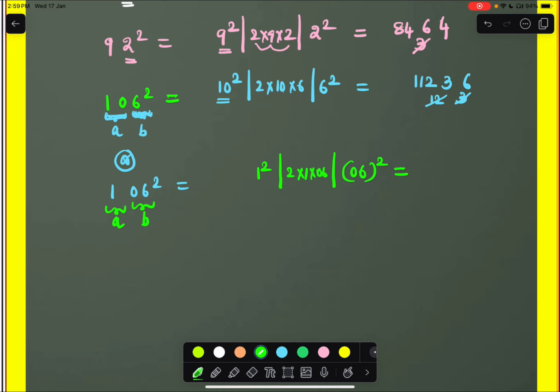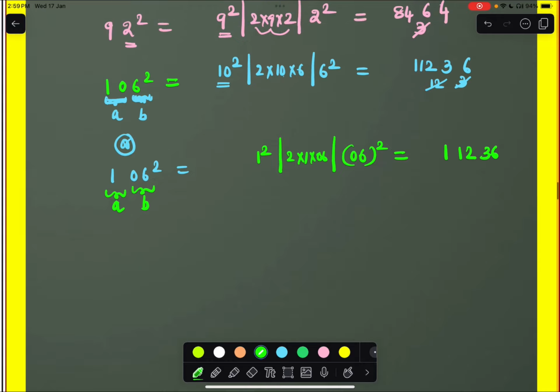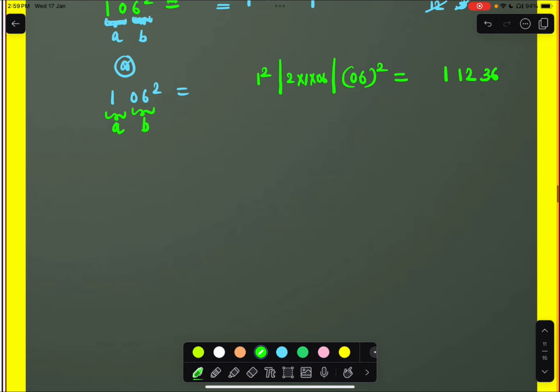And here b is a 2-digit number, and in every place we have to fill two numbers only. 6 square, 36, we get as it is, and 2 into 1 into 6 gives 12, and 1 square is 1. In this way we can write the squares of numbers by using (a plus b) whole square only. And similarly I'm taking one more example.